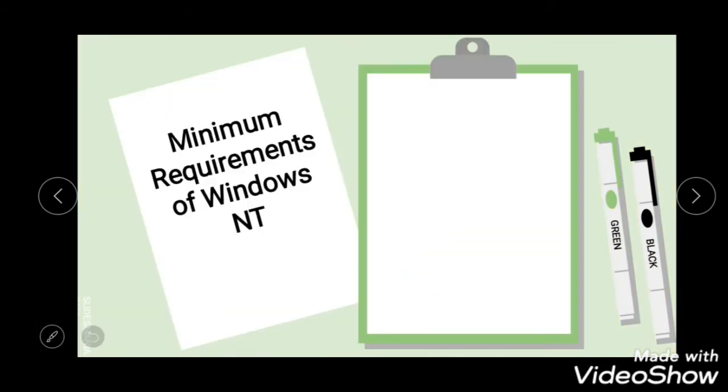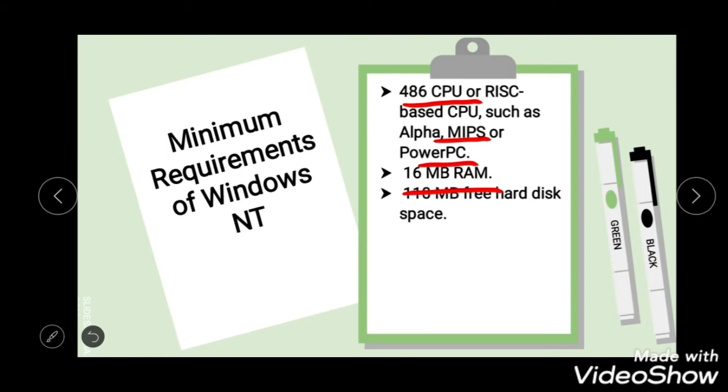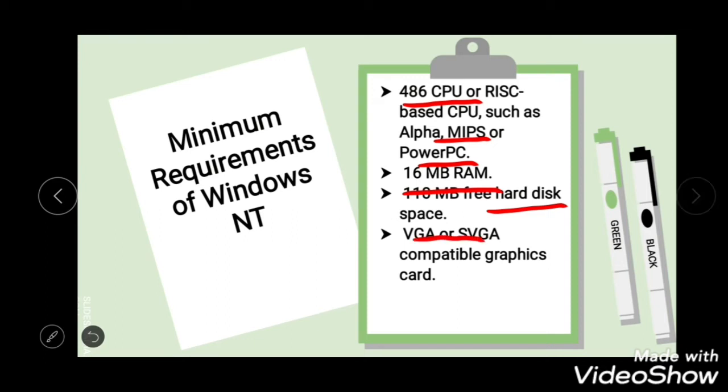So now discuss the requirements, how much we require for installation purposes, because this is two decades ago, so the requirement is quite less as compared to this era. It requires a 486 CPU or RISC based CPU such as Alpha, MIPS or PowerPC. Then 16 MB RAM is required. 110 MB free hard disk space we require. VGA or SVGA, which stands for a color monitor, with compatible graphic cards we need for display purposes.